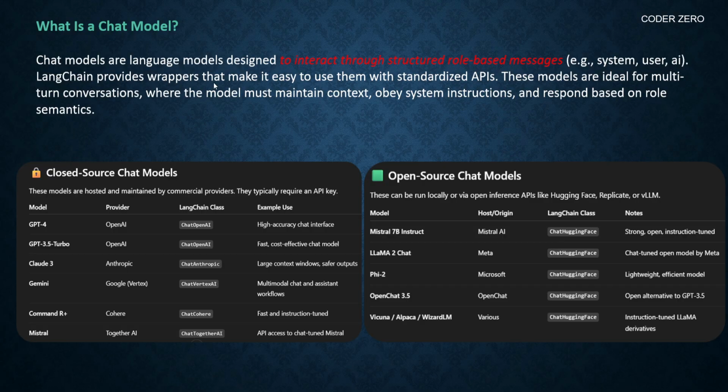LangChain provides a wrapper that makes it easy to use them with a standardized API. These models are ideal for multi-turn conversations where the model must maintain context, obey system instruction, and respond based on role semantics. In chat models, we have both closed source models and open source models. These are some examples of closed source models, and these are some examples of open source models.